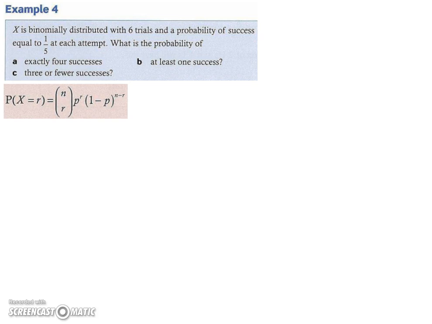This is example 4 from your textbook. So please pause the video and try to understand the context of the problem here. Okay, welcome back. Here they already told us that it is binomially distributed, and we have 6 trials. My n is equal to 6. Success is 1/5, so my p is equal to 1 over 5, and then they want us to find the following probabilities.